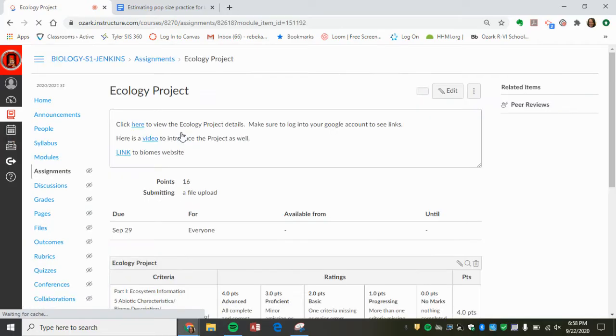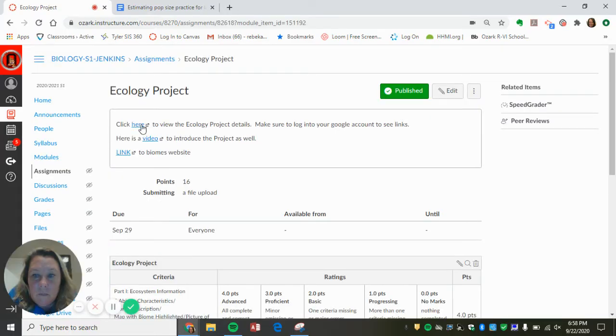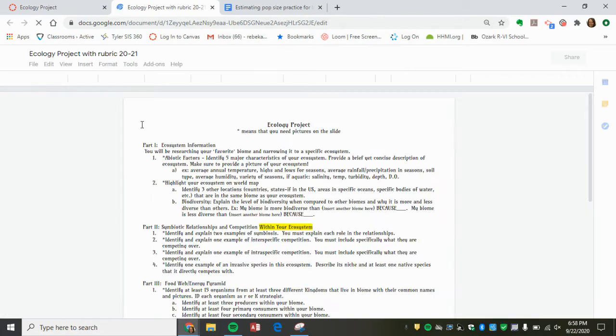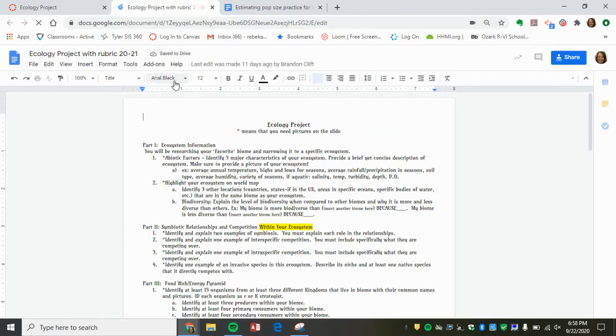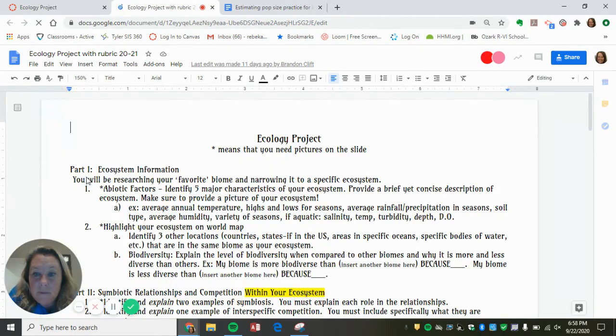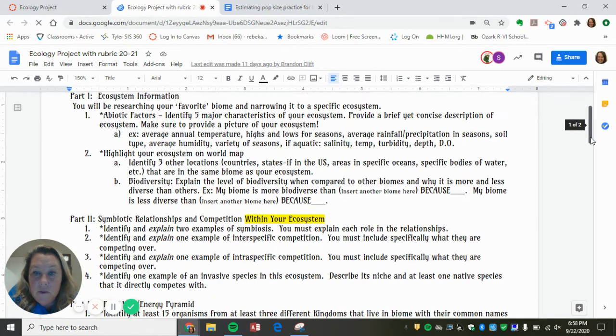And so I'm going to find that and click on it and pull that up. So here is the rubric of the guidelines for the ecology project. You can also have access to this. I'm going to make this a little bit bigger because I know you're probably doing it on a Chromebook, which is tiny. So we've already done part 1.